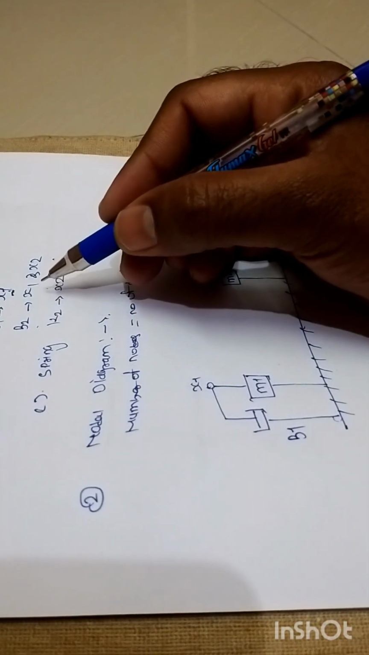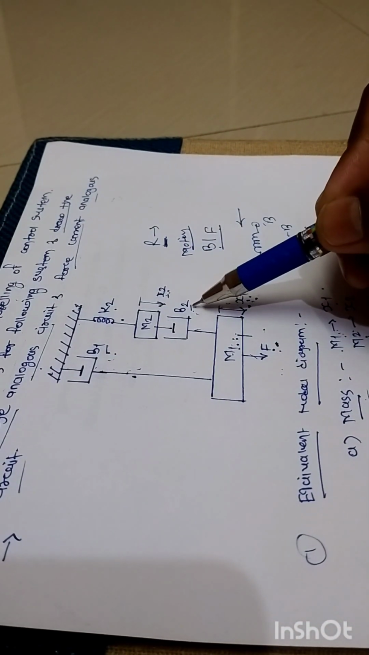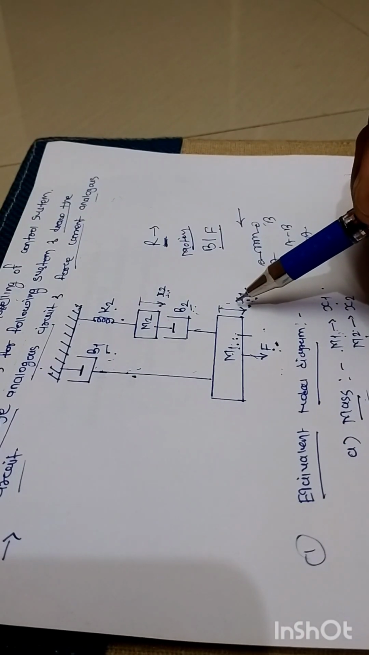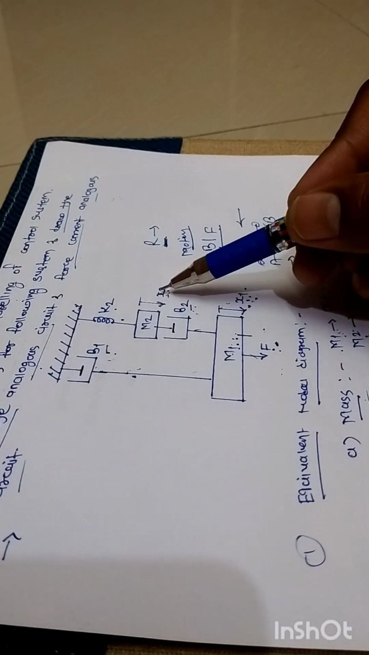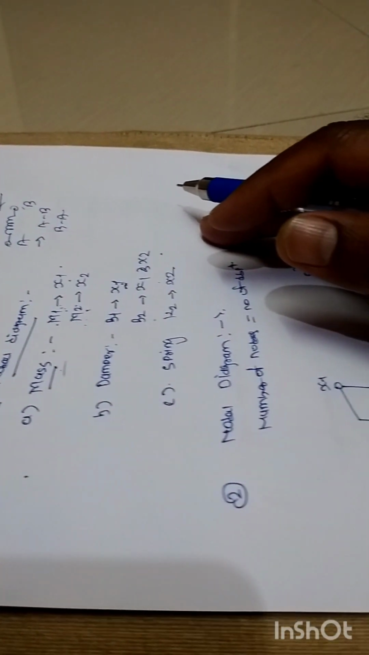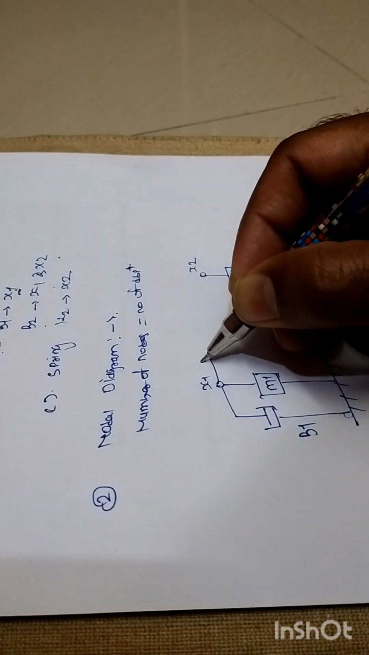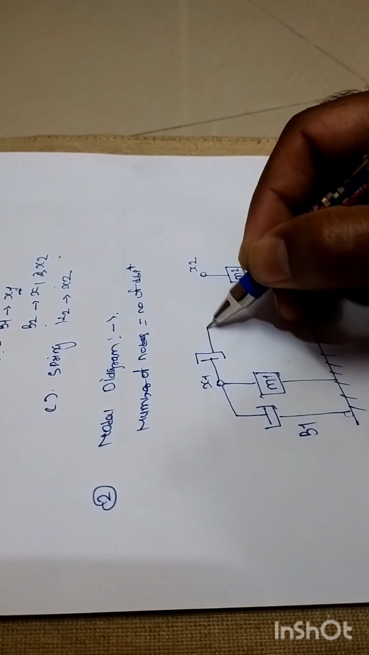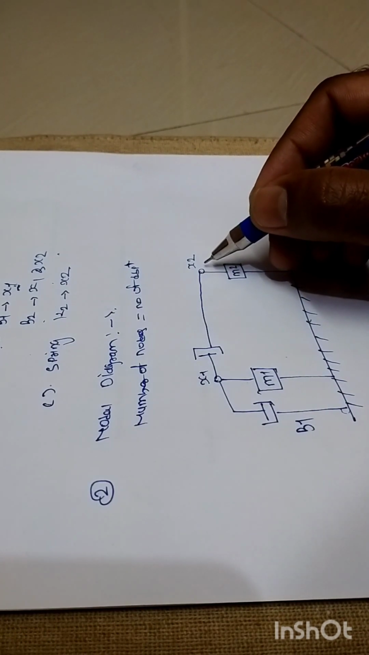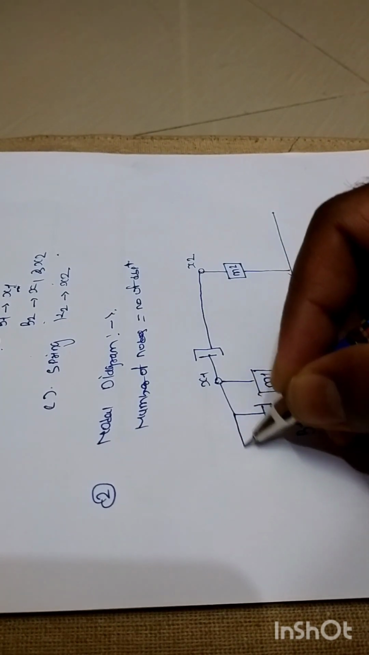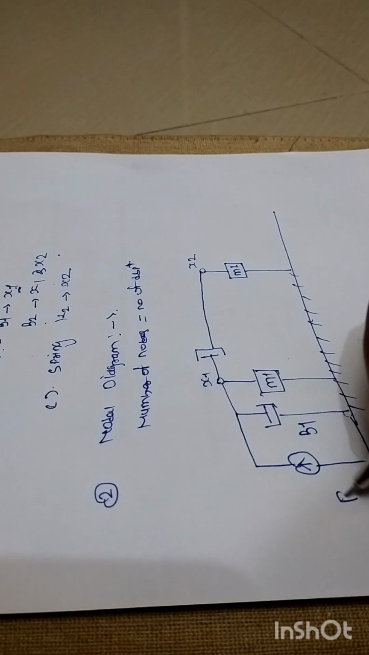What about this B2? Carefully try to see in this given system representation, this B2 is associated with x2 and x1, right? Means one end of this B2 is connected to x1 and another end is connected to x2. So in this manner we need to include this damper number 2 in this nodal diagram. This will be the damper number 2. One end of this damper is connected to x1 and another end is connected to x2, right?